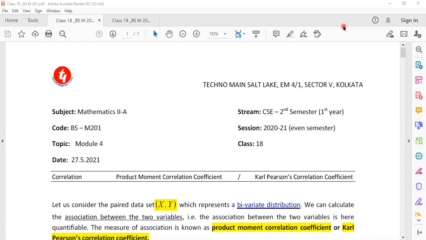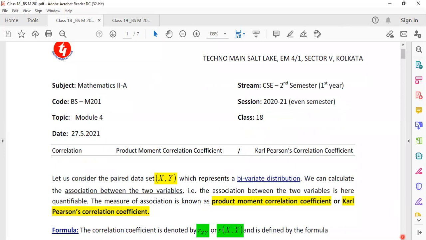So my today's topic is correlation, and the mathematical tool which is used to measure correlation is called the product movement correlation coefficient, as you can see written in the heading, or Karl Pearson's correlation coefficient. Karl Pearson is the statistician who developed the tool for studying correlation. Let us try to find out the meaning of the correlation coefficient first of all. Let us look at the definition first, and then I'm going to tell you about the meaning of the correlation coefficient. So as it is written in the note, let us read it together.